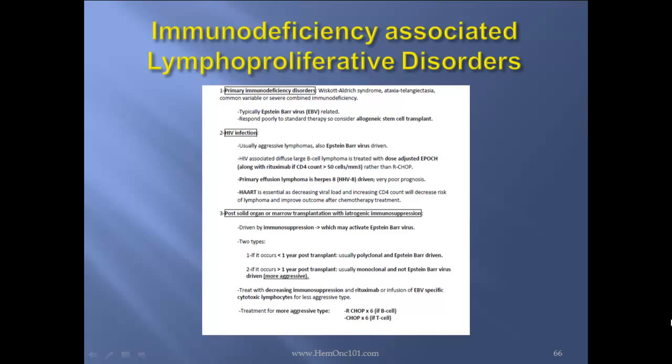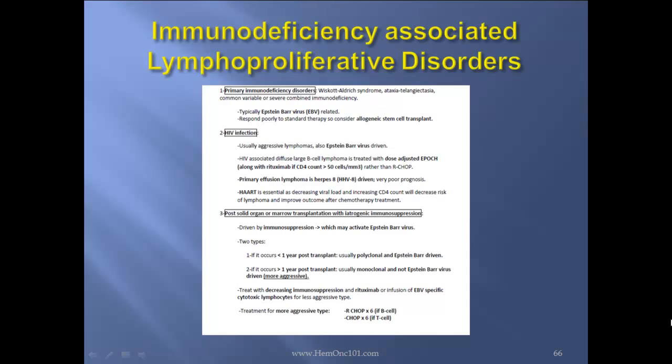HIV-associated diffuse large B-cell lymphoma is treated with dose-adjusted EPOCH along with rituximab with CD4 count more than 50, rather than R-CHOP. Primary effusion lymphoma is herpes 8 driven, with very poor prognosis. HAART is essential, as decreasing viral load and increasing CD4 counts will decrease risk of lymphoma and improve outcome after chemotherapy treatment. 3. Post-solid organ or marrow transplantation with iatrogenic immunosuppression, which may activate the Epstein-Barr virus.